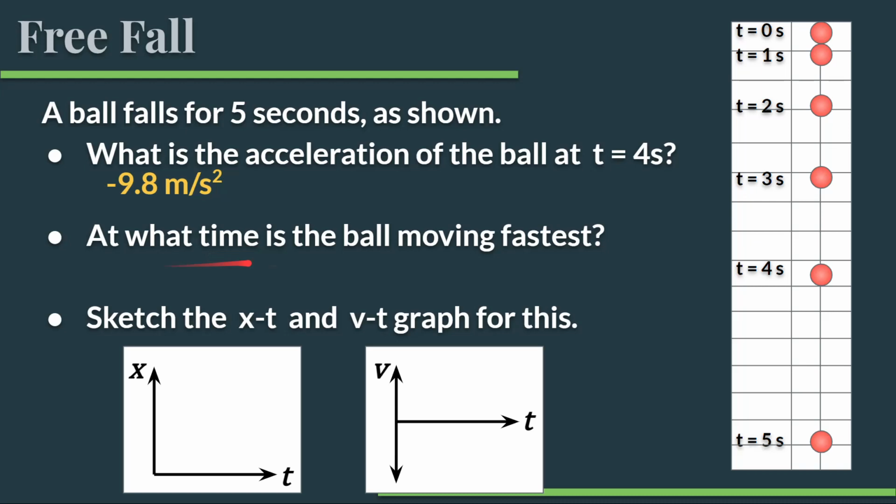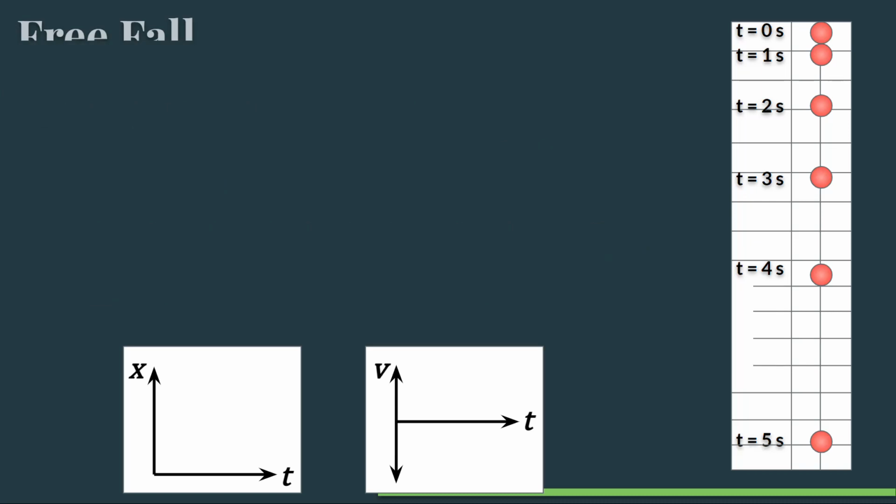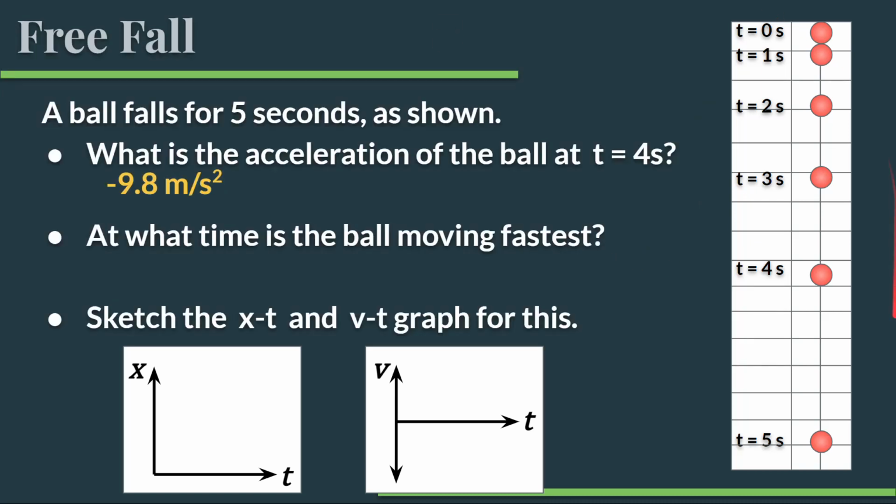Again, when would this ball be moving fastest? Assuming this is all free fall. 5. Okay, be moving fastest at 5 seconds. So after 1 second, it'd be moving at 9.8 meters per second. After 2 seconds, 19.6. After 3 seconds, you add another one, but that's why we did 10 yesterday. 10, 20, 30, 40, 50. Okay, so yes, sir.